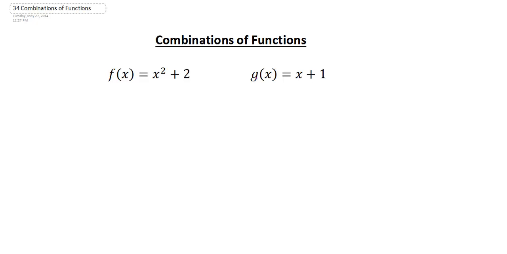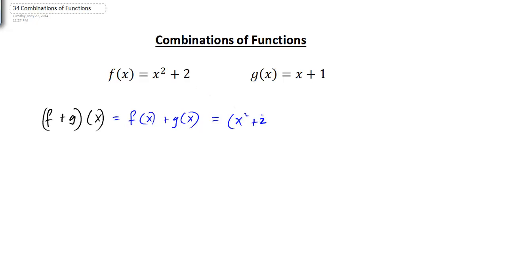So if you're given two functions as we are here, if we want to find f plus g of x, then that simply means that we're looking for function f of x plus g of x. So all we're going to do is add the two functions together. So we're going to take x squared plus 2 and add that to x plus 1.